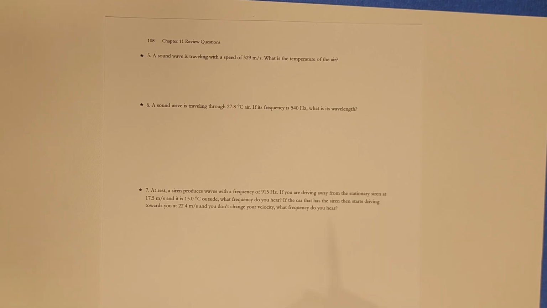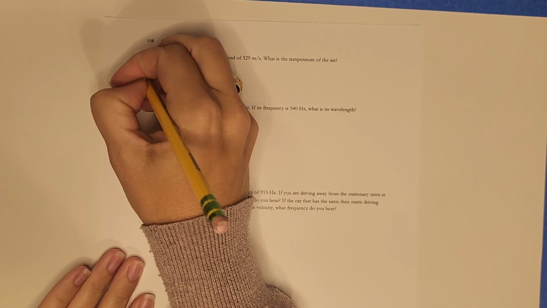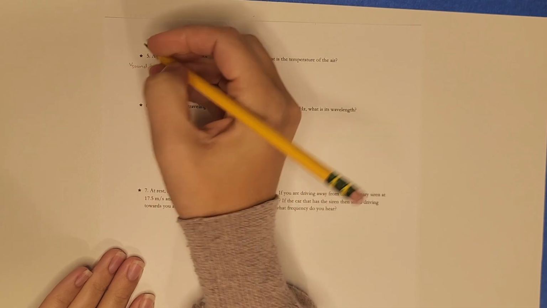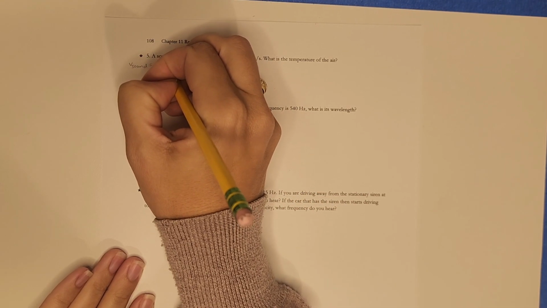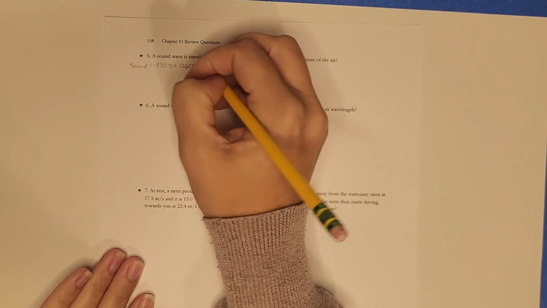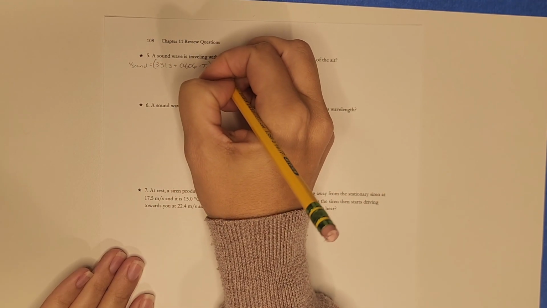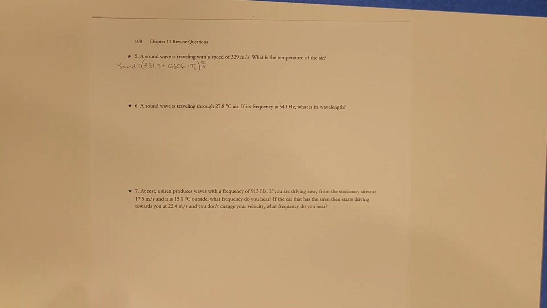For question 5, a sound wave is traveling with a speed of 329 meters per second. What is the temperature of the air? So for this one, we're going to use equation 11.2, which relates to the velocity of sound. With that equation, we have v sound equals 331.3 plus 0.606 times the temperature in Celsius. And all of this is expressed as meters per second because it's velocity.